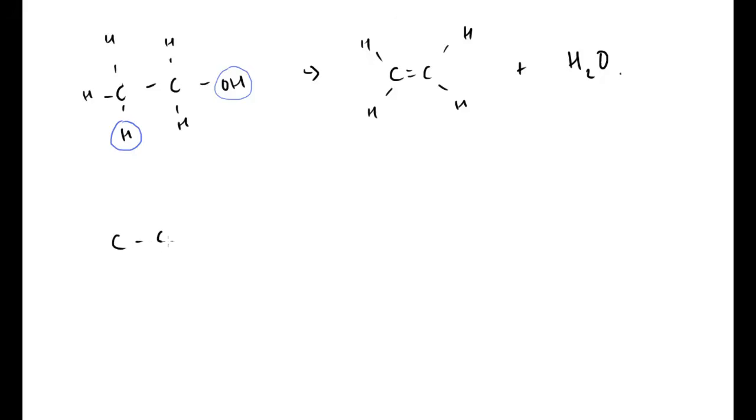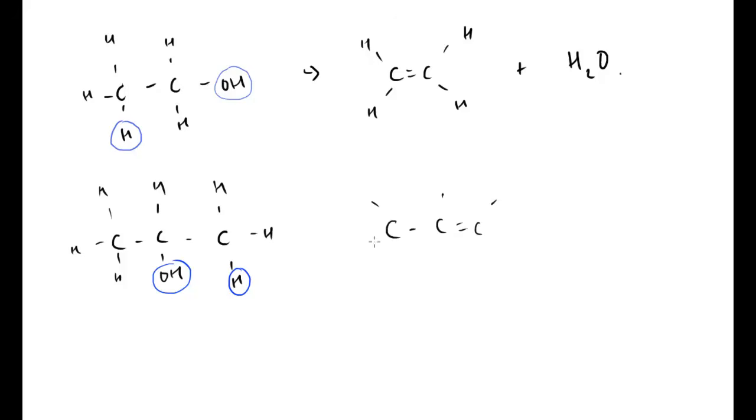If we give you another one, something like this. In this case, we would lose this OH and we'd lose the H, and what we would produce is an alkene. The hydrogens remain: we have a hydrogen here, still have a hydrogen there, hydrogen there, hydrogen there, which I believe is all balanced up nicely. And again, plus water.